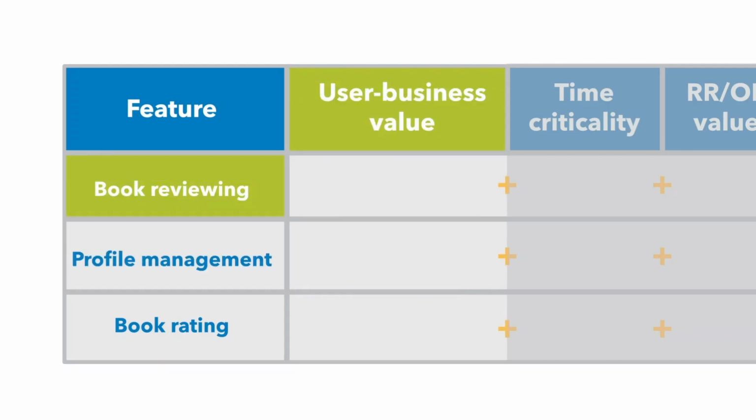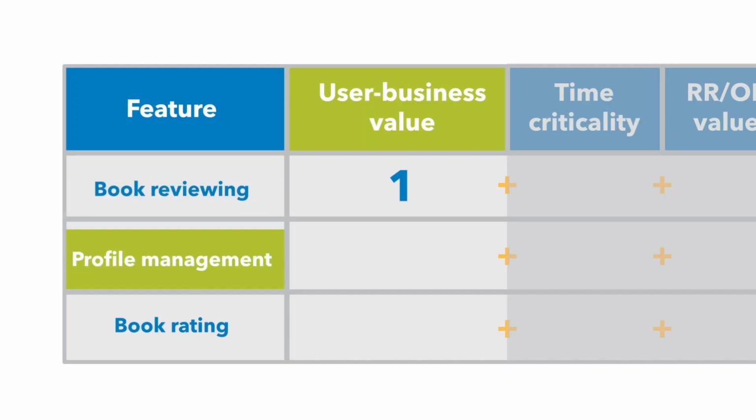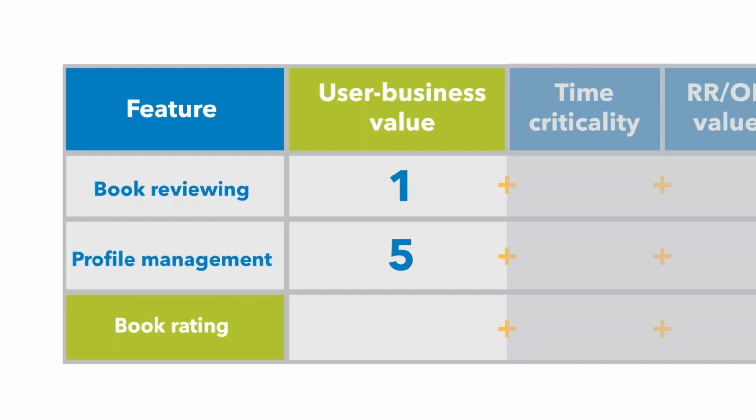Considering first the value to the user and the business, we give the book reviewing feature a 1, as we suspect that only a subset of users will engage with this functionality. The profile management feature is more valuable because it applies to all users and saves them from having to re-enter their details every time they want to make a purchase. We give profile management a 5. The book rating feature is easier to use compared to writing a review and helps other users looking for recommendations. But we think it's less important than profile management and give it a 3.